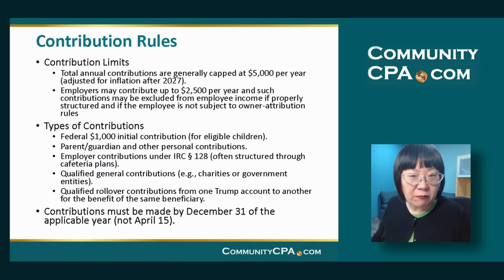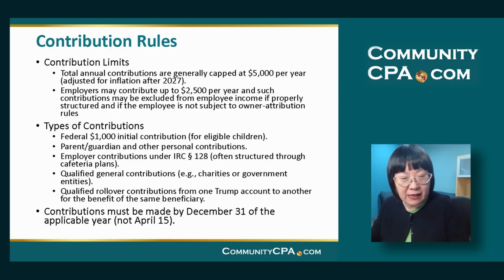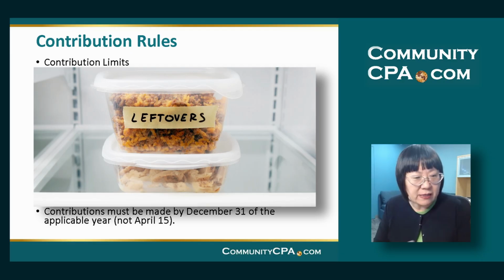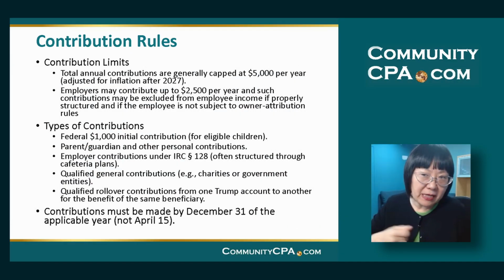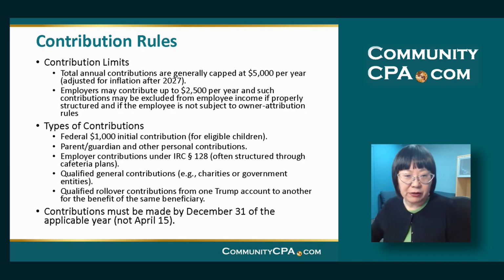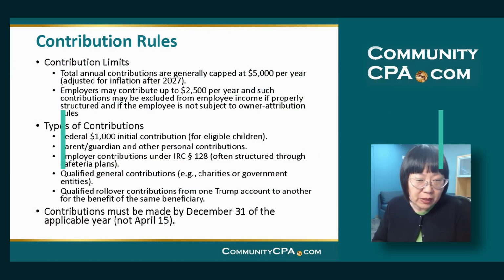Then contribution, of course, is $5,000 per year, we talked about, right? The employer may contribute up to $2,500 per year, but the total cannot be over $5,000. So if the employer of the parents contributed that, then the parents would have the leftover. Now the types of contributions. Contribution just means the money you put in the account, right? Parents, guardians, and other personal contributions. That means your parents, guardians, and other individual relatives can put in contributions. The employer can put in contributions under IRC Section 128.